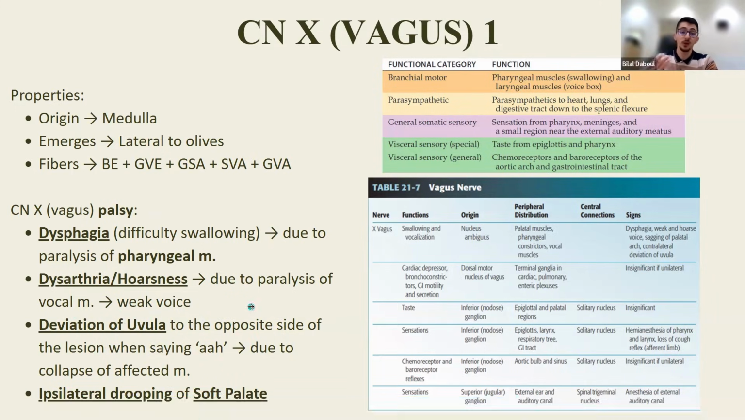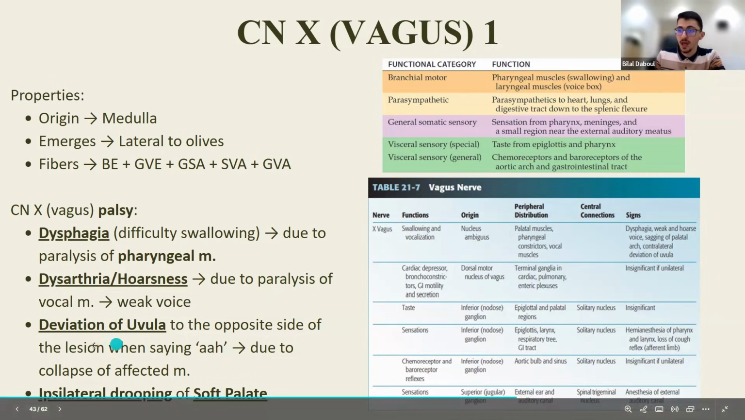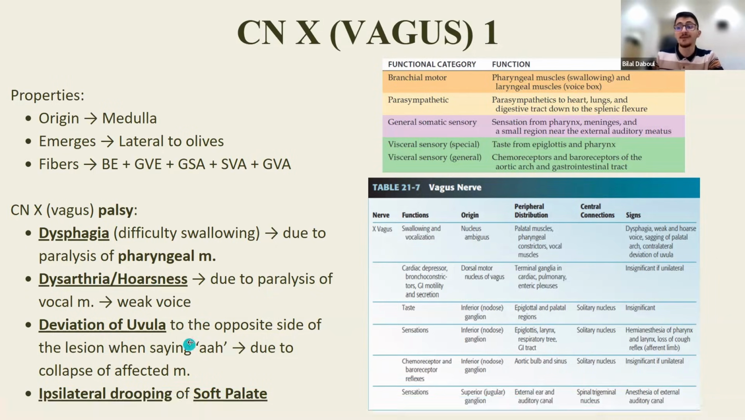If I'm suspecting a nucleus ambiguus lesion or a vagal lesion, I would ask the patient to say "ah" and I would see the uvula, which is a collection of striated muscle. It would deviate to the contralateral side. Why? Because let's say you have a right vagal lesion or right nucleus ambiguus lesion. The right side of the uvula would collapse because it hangs in free space, and it would push the uvula towards the opposite side. And hence, when you have a nucleus ambiguus lesion, you would have contralateral deviation of the uvula. This is very important.